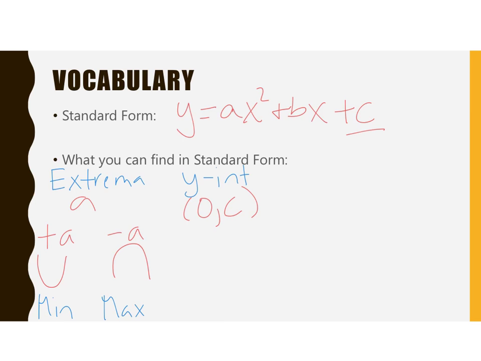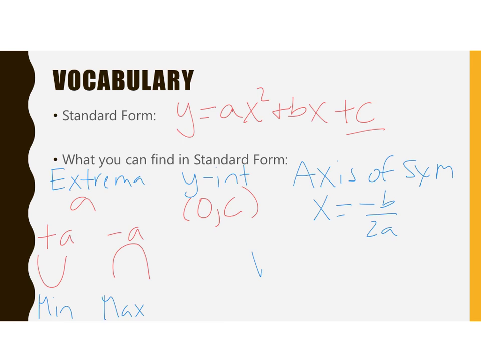Another thing you can find is the axis of symmetry. If you remember, this is the invisible line that cuts the parabola in half. We can find it by using a simple equation, x equals negative b over 2a. If you plug in those values and solve, you will have the axis of symmetry.